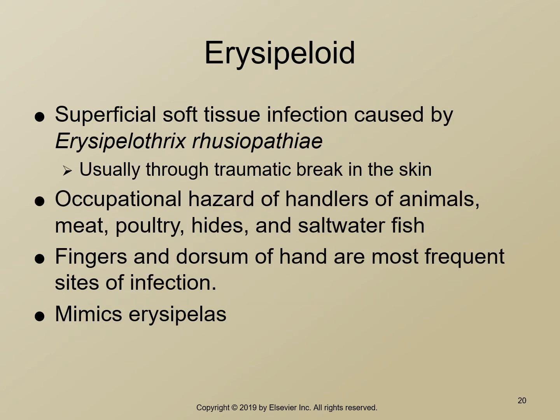Erysipeloid varies from erysipelas because it's a superficial soft tissue infection caused by a specific organism. So this is caused by Erysipelothrix rhusiopathiae. This infection is an occupational hazard of handlers of animals, meat, poultry, hides, and saltwater fish. The organism is typically introduced by trauma, so the fingers and dorsum of the hands are the most frequent sites of infection. This infection does mimic erysipelas with lesions that are red and painful with raised borders. Septic arthritis and bacteremia may occur as a complication of this infection.